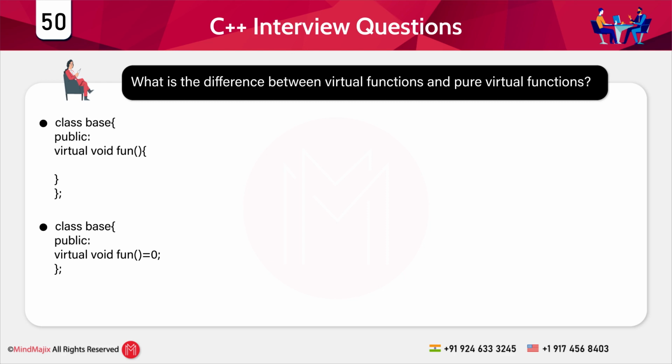So a pure virtual function is the one that has no implementation and is declared by setting the value to 0. So it doesn't have a body. A normal function body starts with a curly brace and ends with a curly brace.